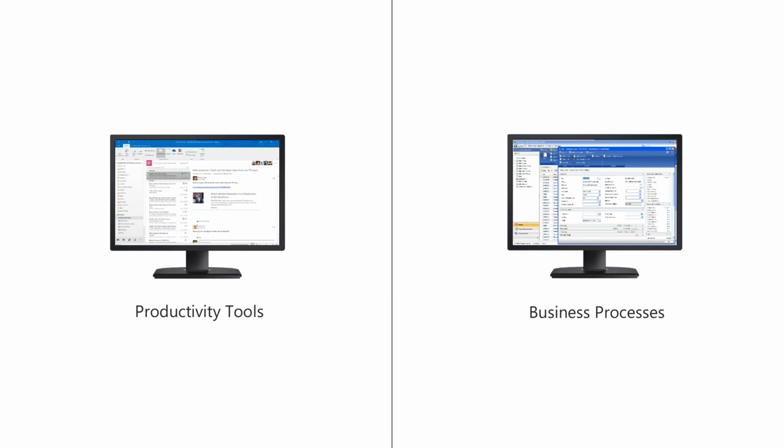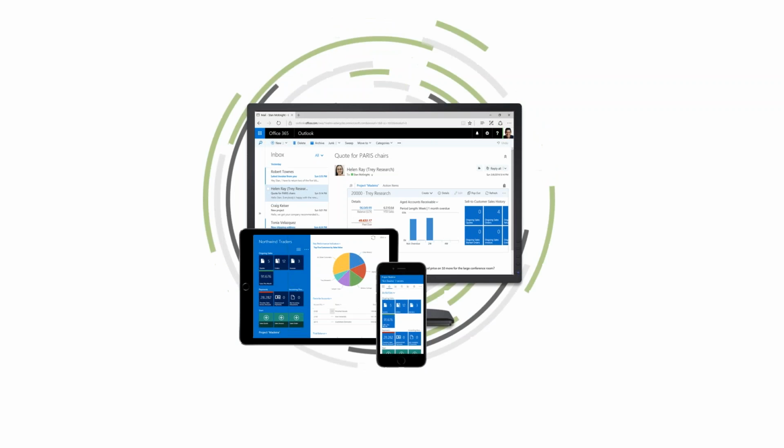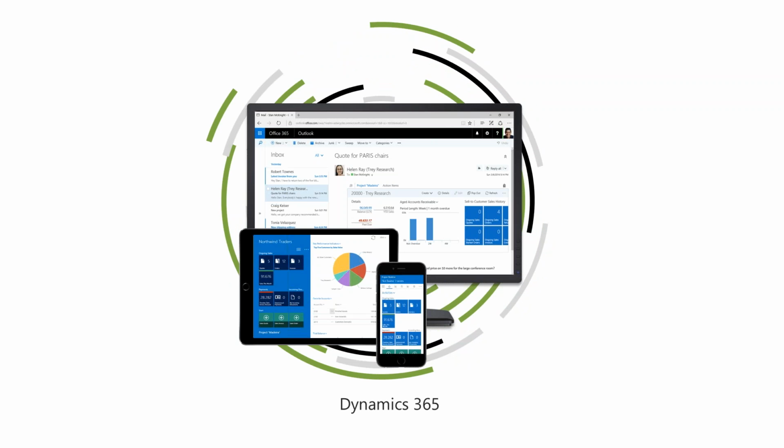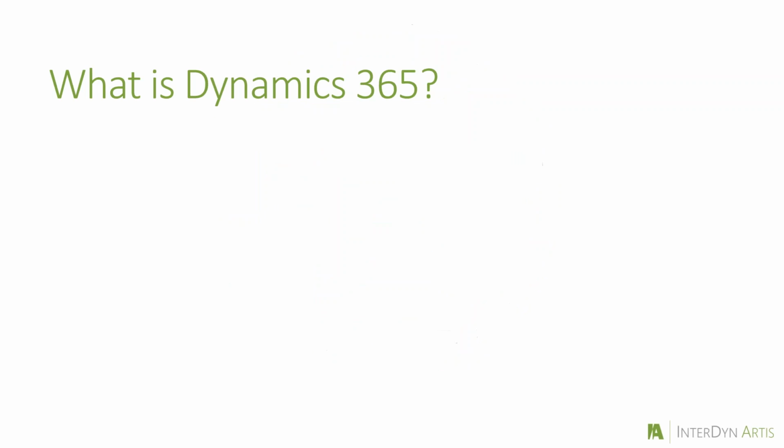So when we talk about productivity tools, we're talking about things like Outlook or Word or Excel at their most basic. And when we talk about business processes, we're talking about your accounting software, your distribution software. What we're going to show you today is how you can merge these two worlds into one. Traditionally, they're pretty separate. But Dynamics 365 together with Office 365 is truly a seamless integrated environment.